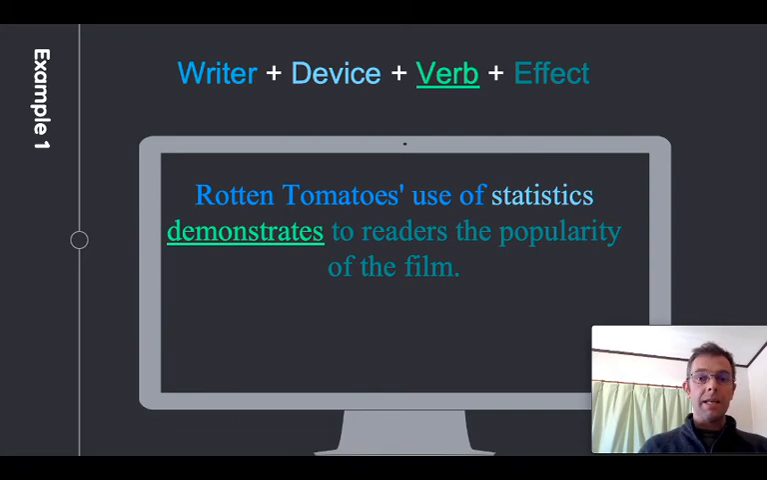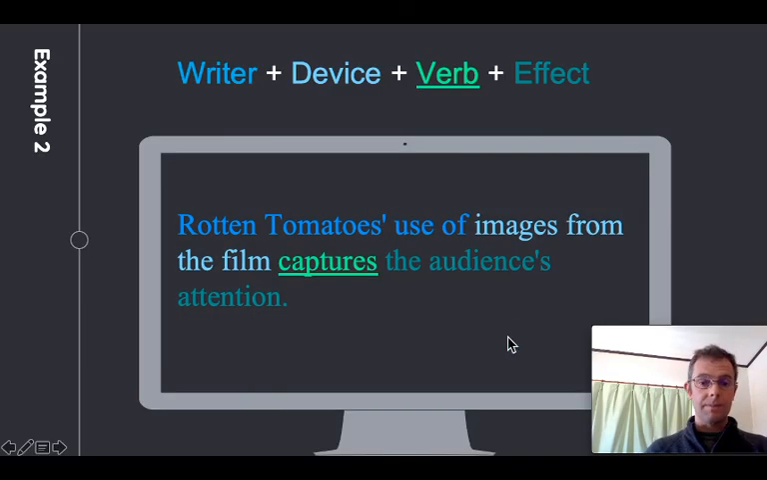All right, example 1. And we've seen this sentence before. I've just now broken it into its 4 pieces. So remember this blue side, this is the topic, what the paragraph's going to be about. And this green side is the controlling idea, which is the point we're trying to make. So Rotten Tomatoes' use of statistics demonstrates to readers the popularity of the film. So that works. We've got an active creator of the text. We've got the element of the text. We've got a verb, and we've got the effect. Let's take a look at the next example.